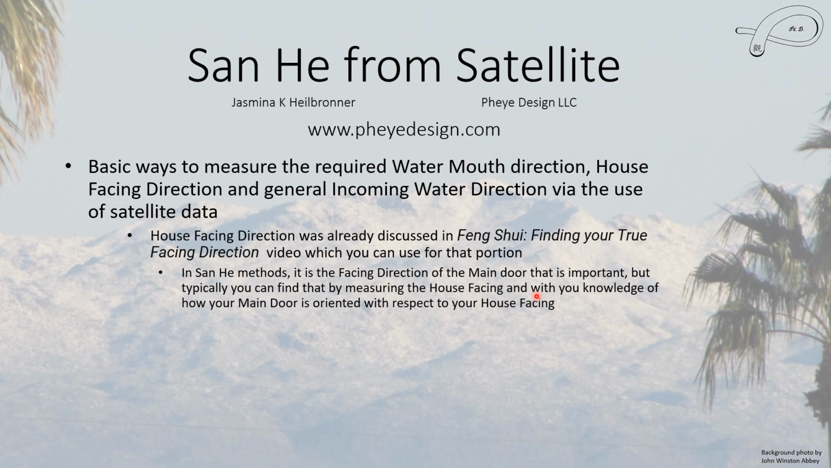Is it parallel to one of the edges of the roof line? Is it at 45 degrees? Is it at 90 degrees to the front, off to the side? You will know that in your house because you're there. So that is something you have to be cognizant of. You have to know this.